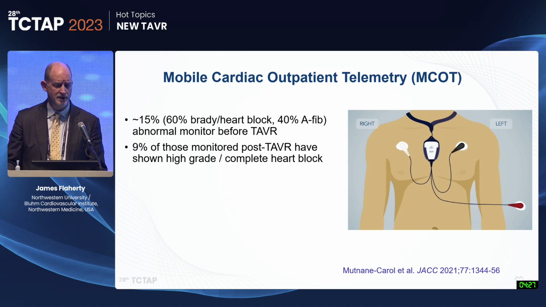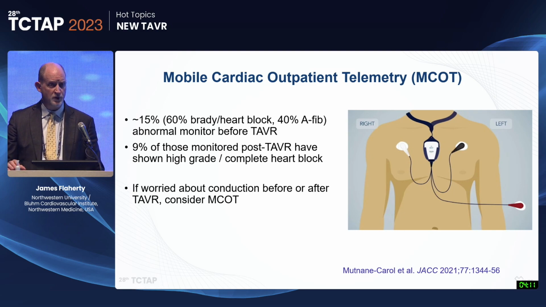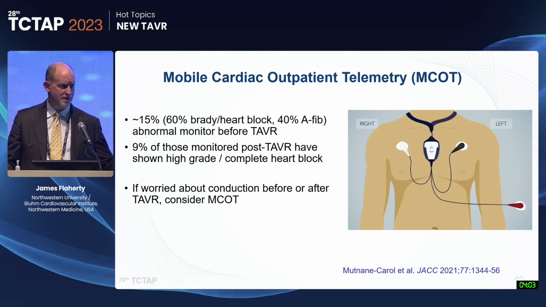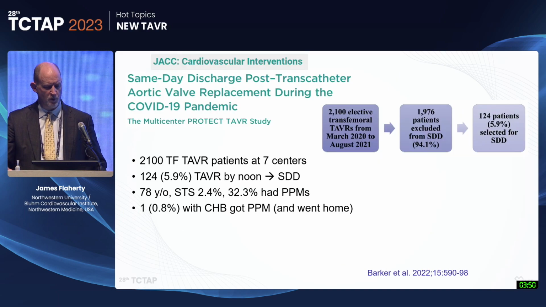What about monitoring? We call it MCOT or mobile telemetry. About 15% of patients will have significant conduction disease or AFib around the procedure if you monitor them, and about 10% will have conduction delay post-discharge. So if you're really worried about someone who's going to develop heart block, they've got incomplete trifascicular block, maybe they're getting lightheaded, put the monitor on a couple weeks before, and maybe you'll find out that they need a pacemaker regardless of the TAVR and take it out of the equation. Or if you're worried about sending them home early, you want to make sure you catch anything, you put a monitor on after.